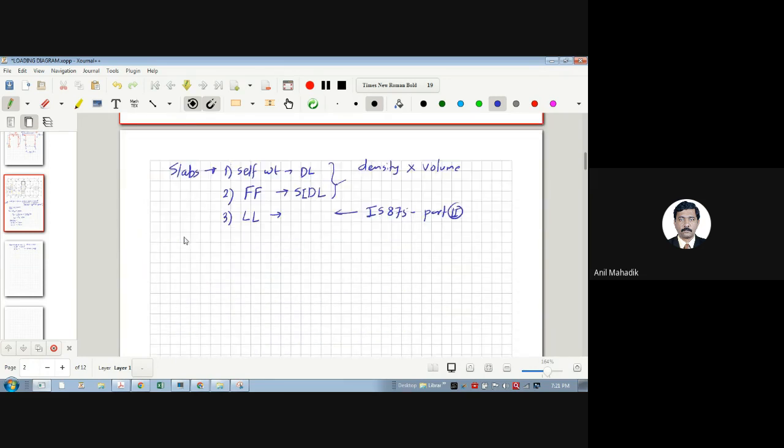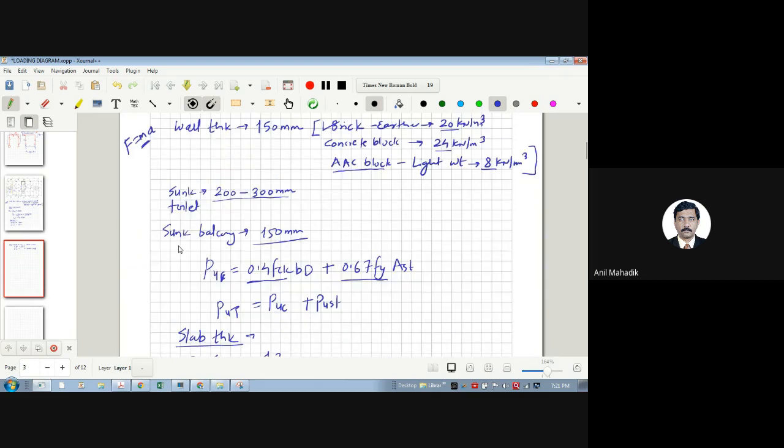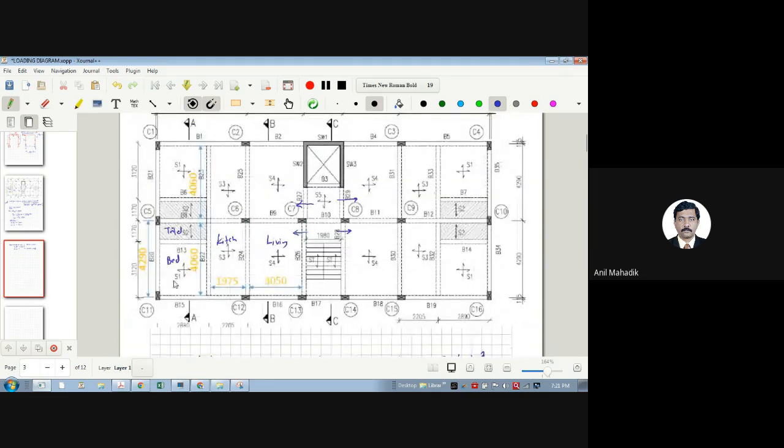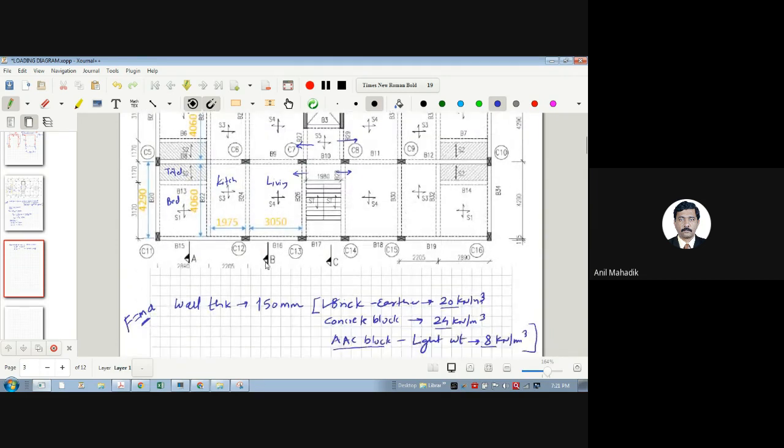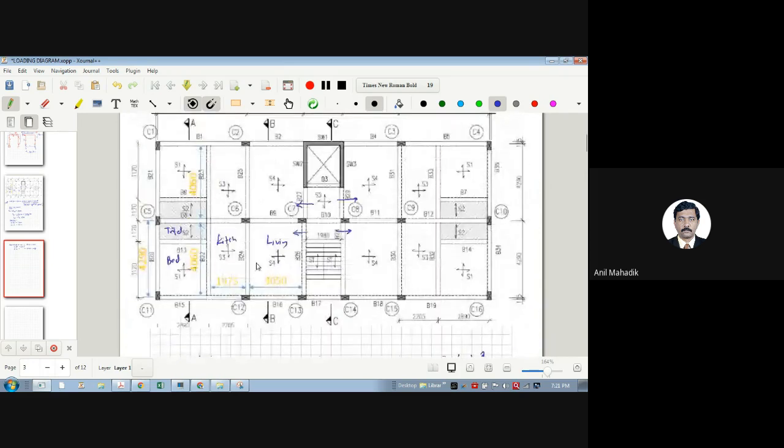So let's assume the slab thickness. Now you can see here our plan is having 3 meters and 4 meters span. So I can assume this as a 125 mm thickness. Here also, even though they are smaller than that, you can assume the same.